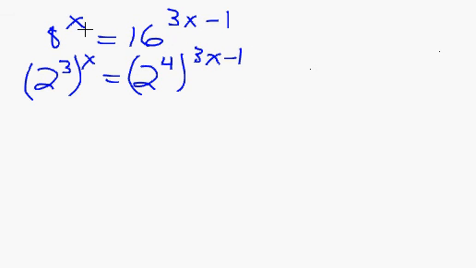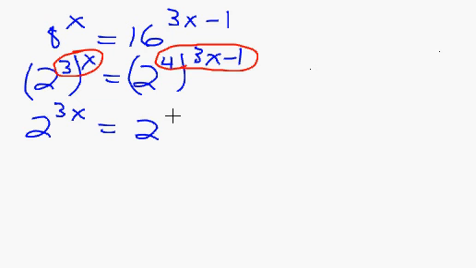When you've got variables in your exponents, you're looking to use this rule where you can just set the exponents equal to each other, but you can only do that if the bases are the same, and right now they're not. 16, you could have written as 4 squared, but I can't write 8 as 4 to any power, so that wouldn't have helped. I'm going to have to make 2 my base. Using the rules of exponents, power to a power, I multiply the exponents, so I get 2 to the 3x equals 2 to the 12x minus 4. You have to distribute that 4 to both of those terms.